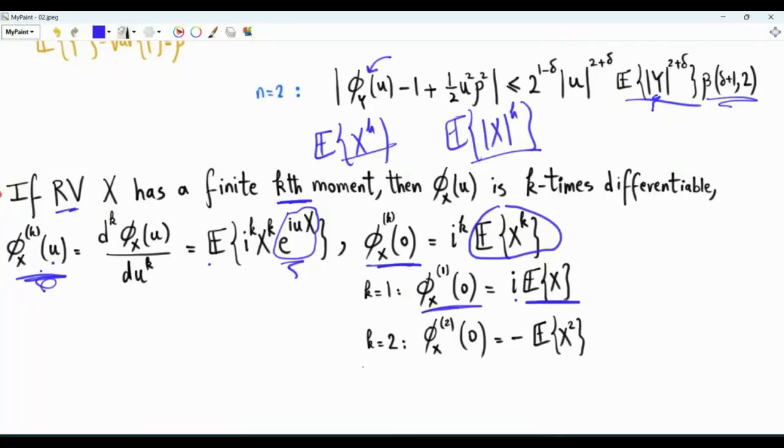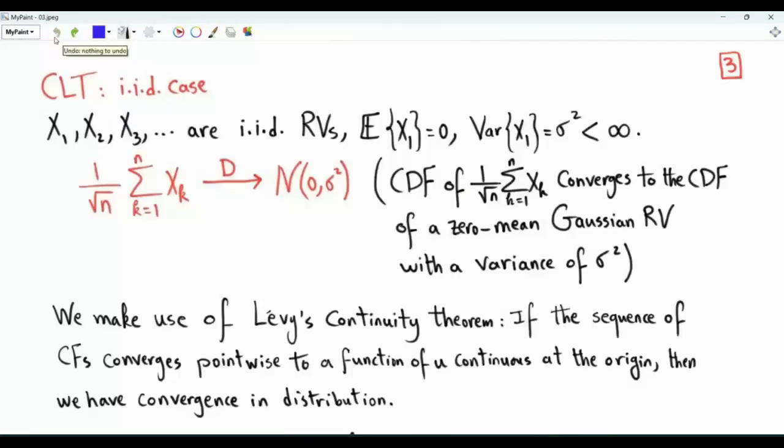If the random variable has a finite second moment or finite variance, then the characteristic function is at least twice differentiable, and its second derivative evaluated at u equals 0 is minus the second moment. Here is our first central limit theorem. That's the i.i.d. case. The random variables are i.i.d, independent and identically distributed. They are 0 mean, and they have a finite variance or a finite second moment.